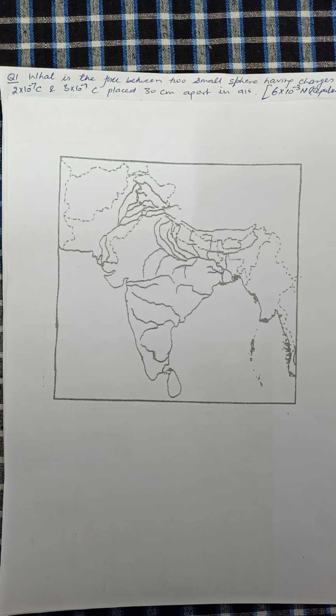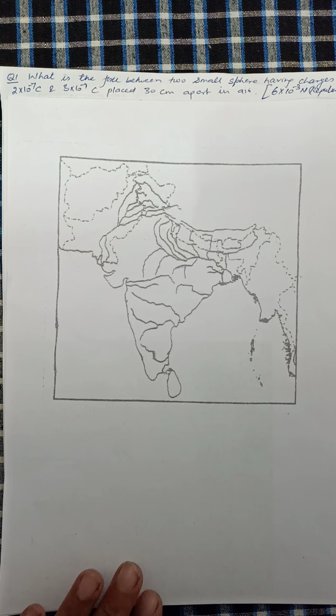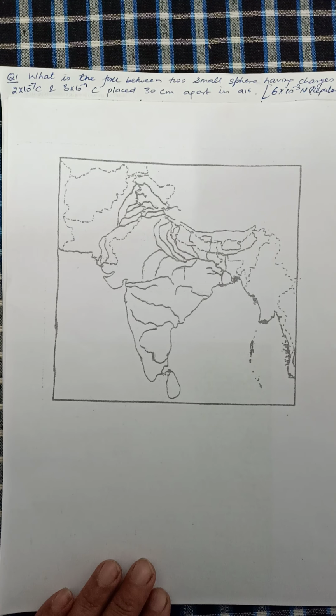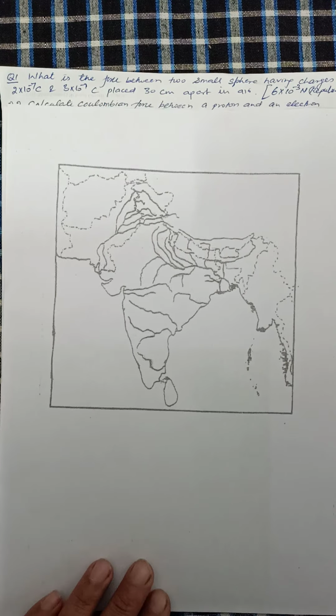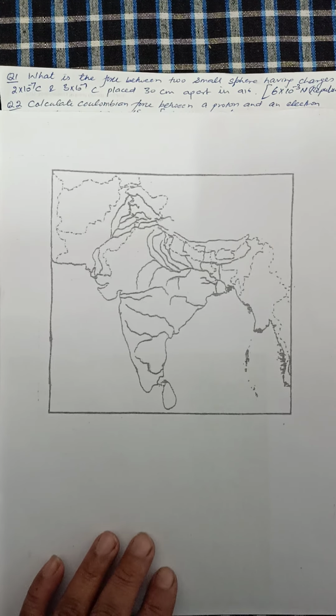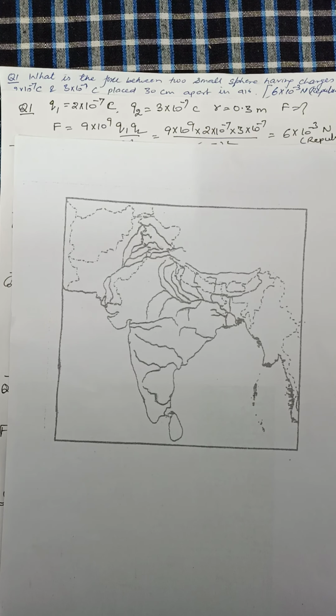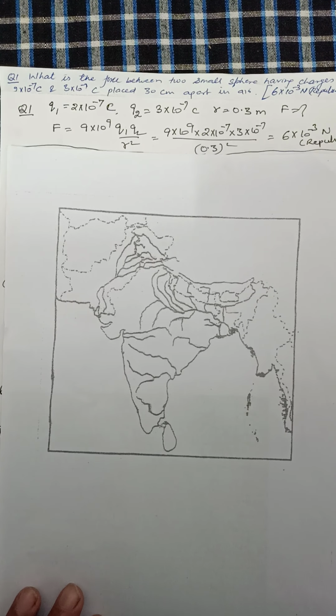The first question is, what is the force between two small spheres having charges of 2 × 10⁻⁷ Coulomb and 3 × 10⁻⁷ Coulomb placed 30 cm apart in air? So the first charge is 2 × 10⁻⁷, Q2 is 3 × 10⁻⁷, distance is 0.3 meter. For solving in MKS system, we convert centimeter into meter. We use the formula F equal to 9 × 10⁹ Q1 Q2 by R square.